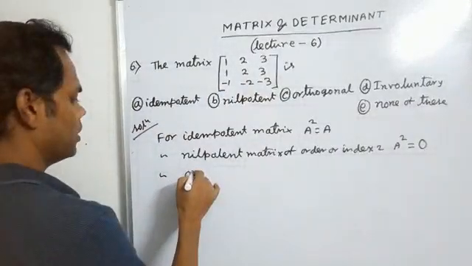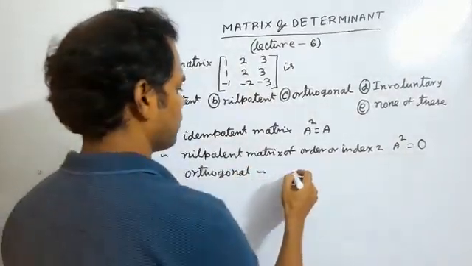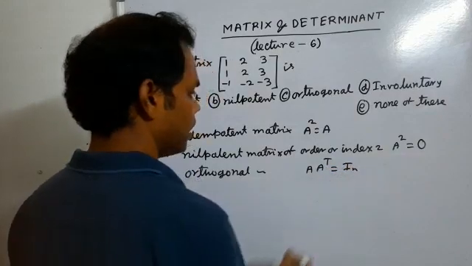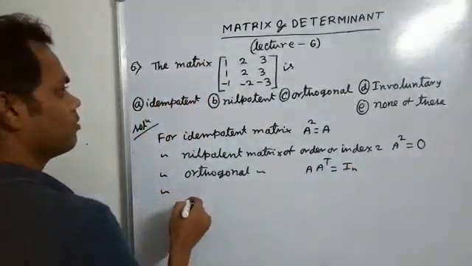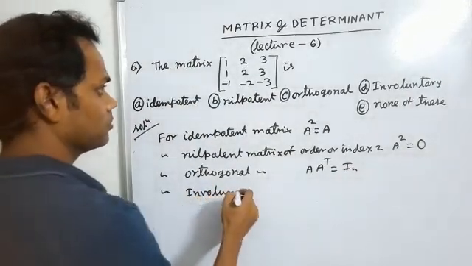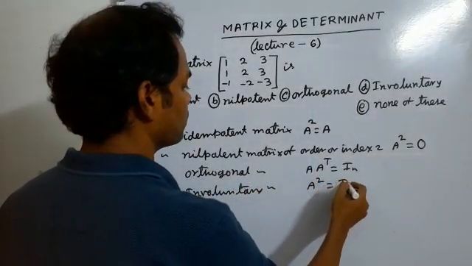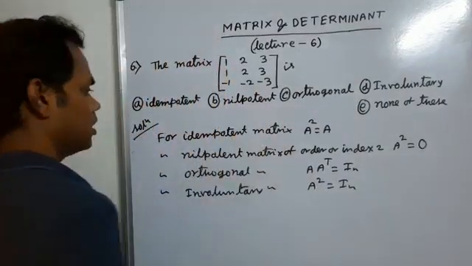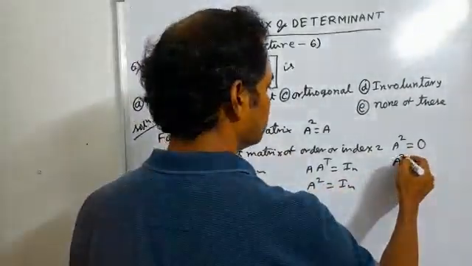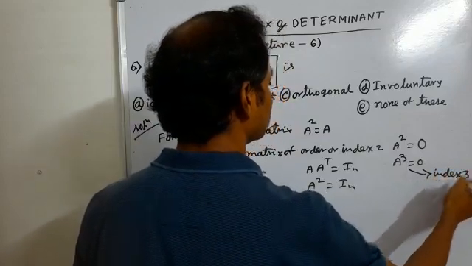For an orthogonal matrix, A into A transpose equals I, or I n, the identity matrix. For an involutory matrix, A square equals I n. Now, if none of the properties are satisfied, then it is none of these. If A cube equals 0, then it is a nilpotent matrix of index or order 3.